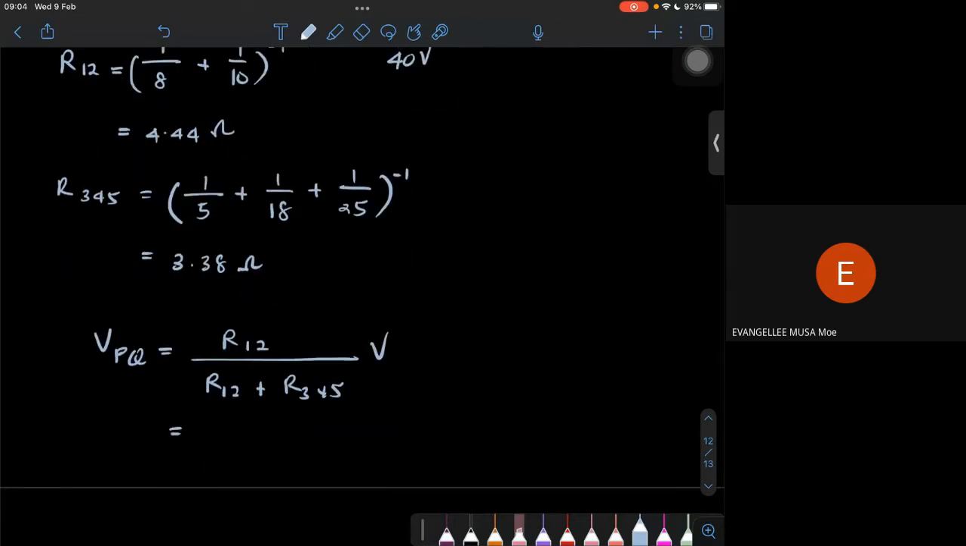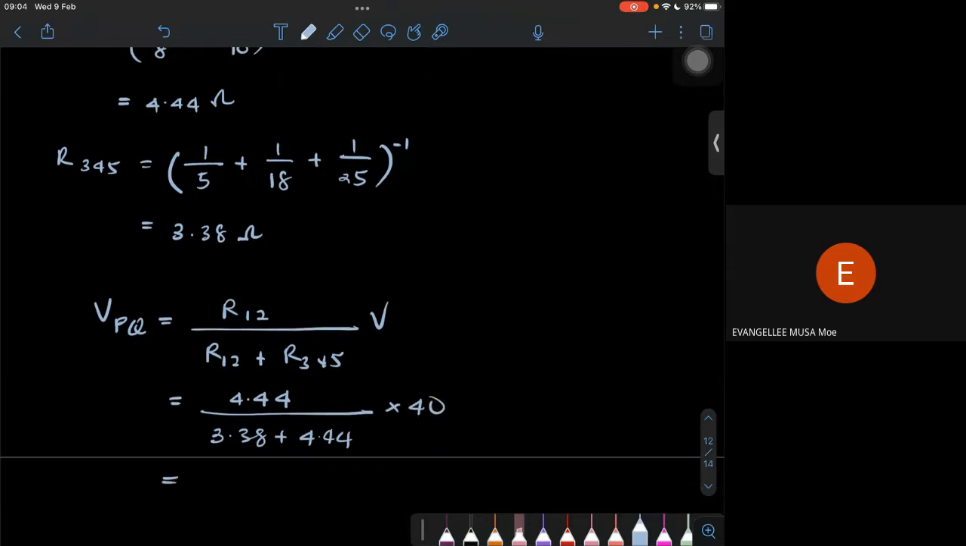And then you just masukkan lah 4.44 divided by 3.38 plus 4.44 times with 40. So kamu akan dapat 22.71. Okay, semua dapat value ni? Dapat, Miss. Dapat, Miss.